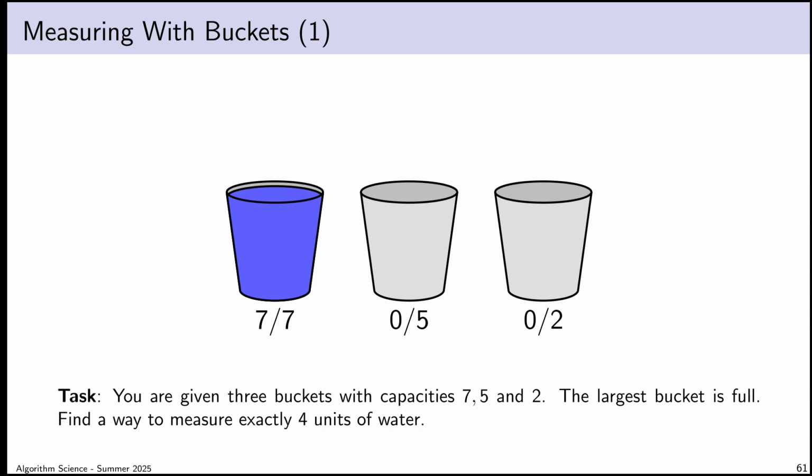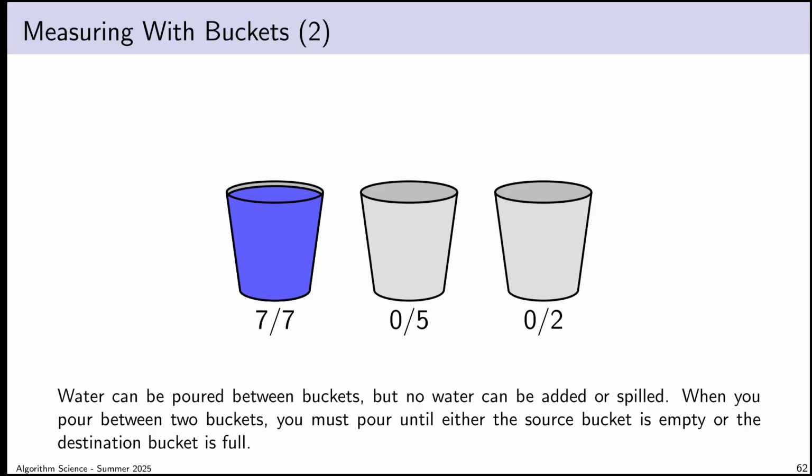And here are the rules of what you are allowed to do. You are allowed to pour water between buckets, but you can't add any new water to the system and you can't spill anything. Somehow these are completely spill-proof buckets. When you pour between 2 buckets, you must either pour until the bucket you started with is empty or the bucket you're pouring into is full. So in this case, if I were to pour from the bucket containing 7 into the bucket that can contain 5, I would have to fill the bucket containing 5 all the way up. And then I would be left with 2 units in the bucket containing 7. And I could use that. So I would be able to justify that at that point I have exactly 2 units in this bucket.